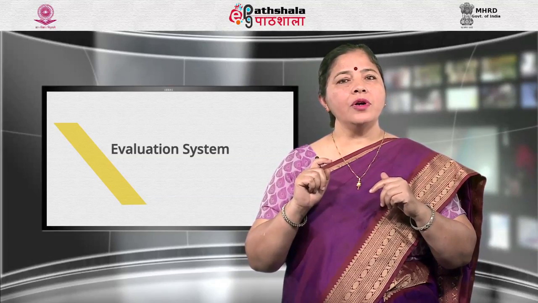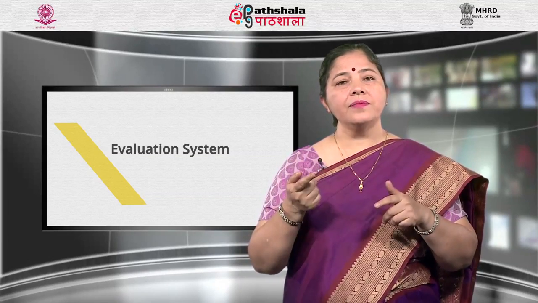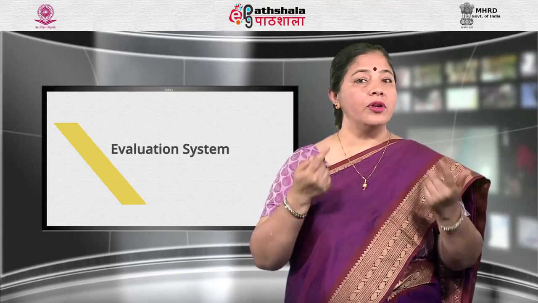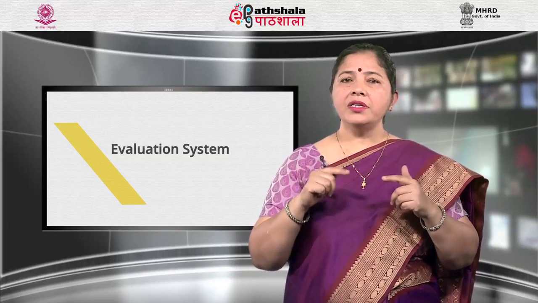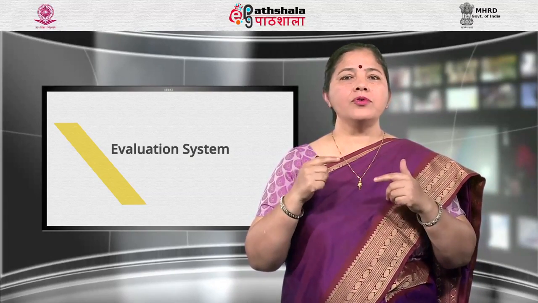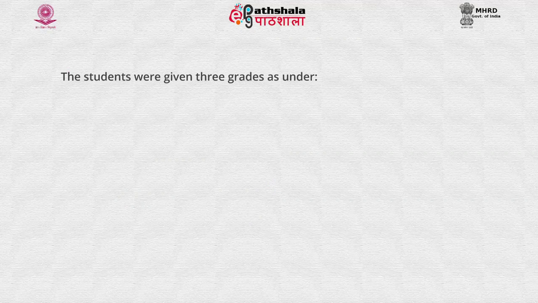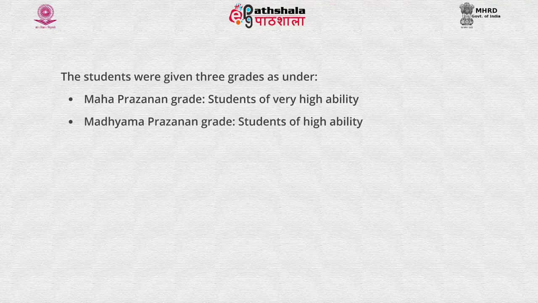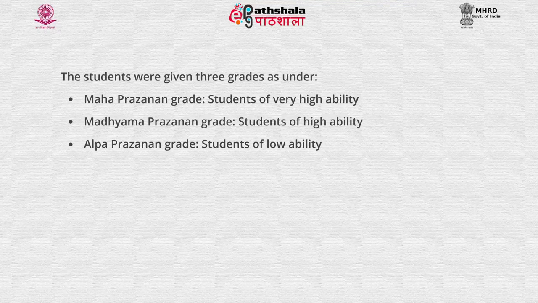Let us now see what the evaluation system at that time was. There seems to be no direct reference available to spell out the methodology followed by the acharya to judge the adequacy of knowledge of his pupils. The students were given three grades. These are as follows. That is Mahaprajnan grade. This was given to the students of very high ability. Then Madhyam Prajnan grade. Now this was given to students of high ability. And the third one was Alpa Prajnan grade. Now this was given to the students of low ability.